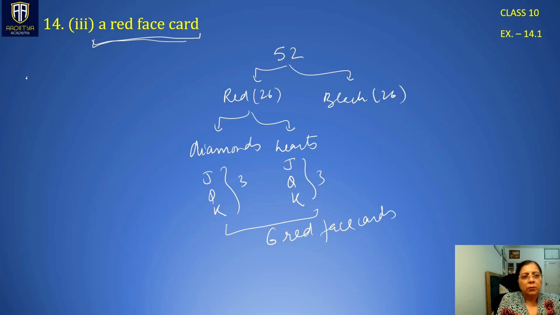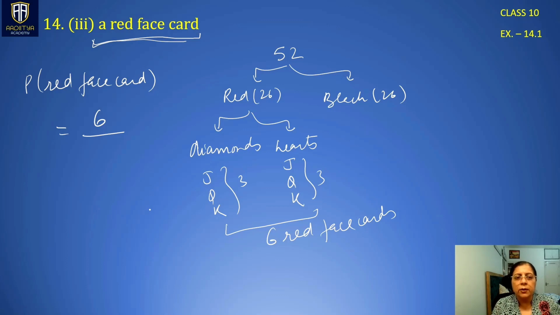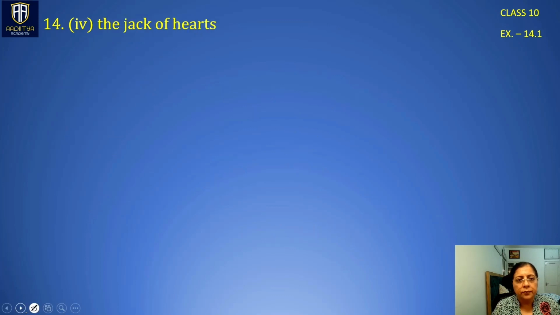Right? So the probability of getting a red face card. A card should be red as well as a face card. So we have 6 such cards which are red in color as well as they are face cards. Total number of cards is 52. So this is 3 over 26. Right? The probability of a red face card is 3 by 26.